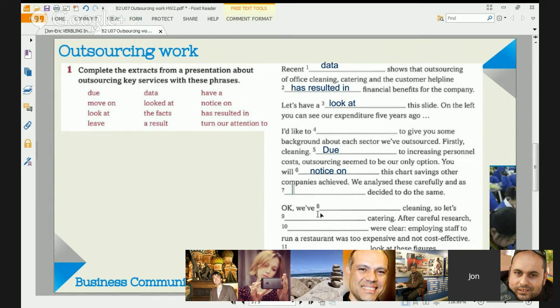We analyzed this carefully and, as a result, decide to do the same. Good. Is the stress on the first or second syllable of result, Sylvia? First or second? I think first. The result.